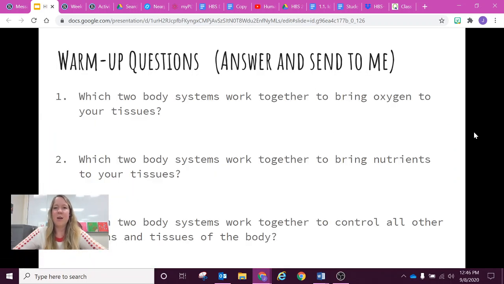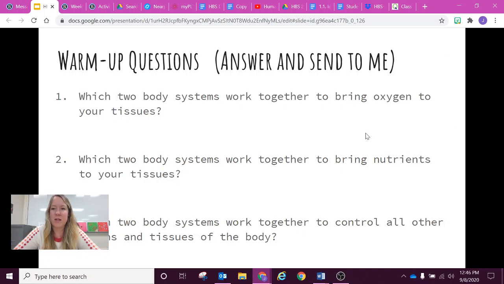The last thing that I want to bring up is if you missed class today and you are in 6th period HBS, you need to answer these warm-up questions because they are an assignment for you. Periods 1, 2, and 4, you do not have to do this assignment because you guys are off the hook because you did not have live class on Monday. So this is actually only an assignment for 6th period. So if you're in periods 1, 2, and 4, you can head out. Thanks for watching.